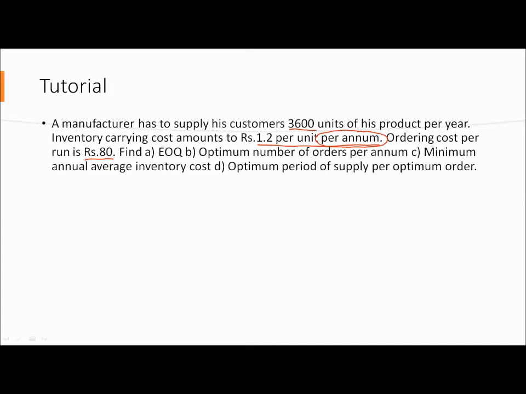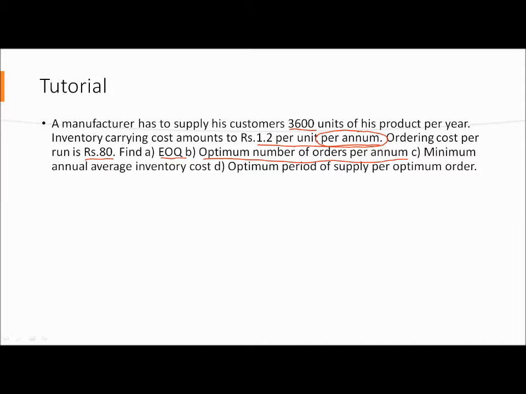Now find the value of EOQ, the optimum number of orders per annum, the minimum annual average inventory cost, and the optimum period of supply per optimum order. So you are supposed to find out all these values. Now let's write what all are given here.